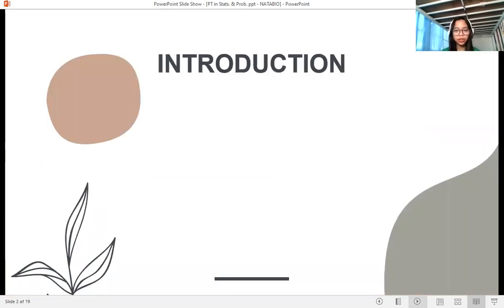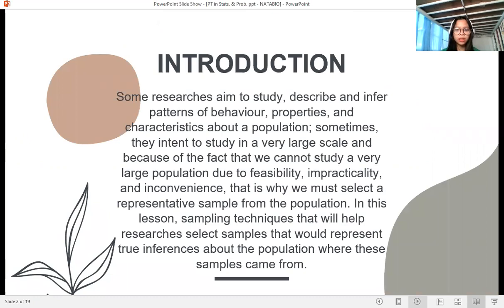For our introduction, some researchers aim to study, describe, and infer patterns of behavior, properties, and characteristics about a population. Sometimes they intend to study on a very large scale, and because we cannot study a very large population due to feasibility, impracticality, and inconvenience, we must select a representative sample from the population. In this lesson, sampling techniques will help researchers select samples that would represent true inferences about the population where these samples came from.